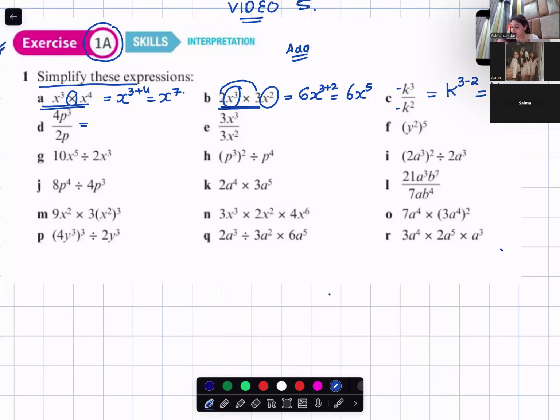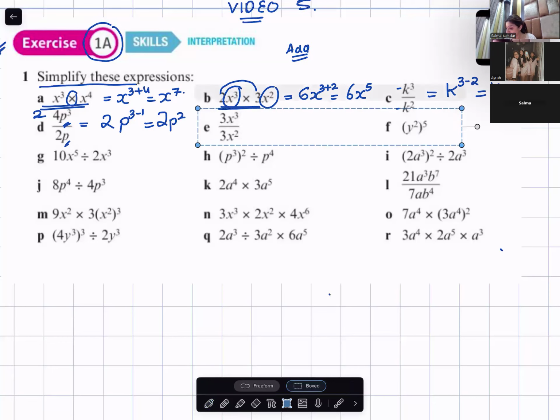The next sum, division means subtract. But you can do this only when your base is the same. So the constant is treated separately and the base is treated separately. So here you have two ones are 2 and two twos are 4. So this would become 2. And for p, you will apply your law of indices 3 minus 1. So this becomes 2p^2. Let's take the next question.